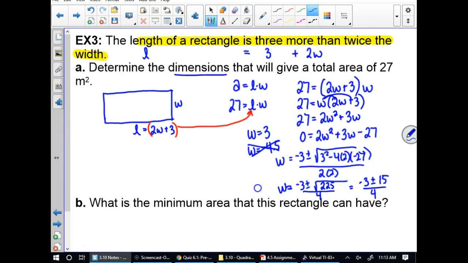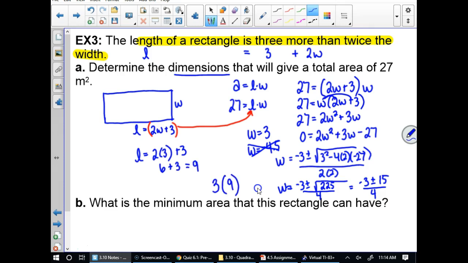It asks for dimensions. So for dimensions, dimensions means length and width. How do I find the length? Okay, how do you know it's 9? Yes. So we're just plugging it into that equation, right? 2W plus 3. So 2 times 3 plus 3. So 2 times 3 is 6 plus another 3 will give you 9. So your dimensions are 3 times 9.